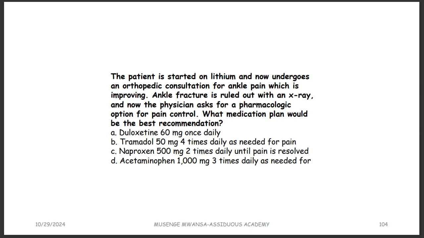Patient is started on lithium and now undergoes an orthopedic consultation for ankle pain, which is improving. Ankle fracture is ruled out with an X-ray, and the physician asks for a pharmacology option for pain control. What medication plan would be the best recommendation? This one is also part of the test. Anyone that can help with this one?